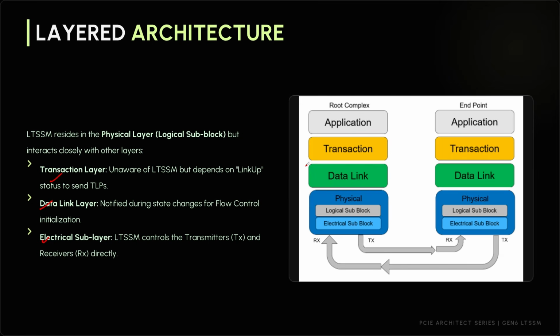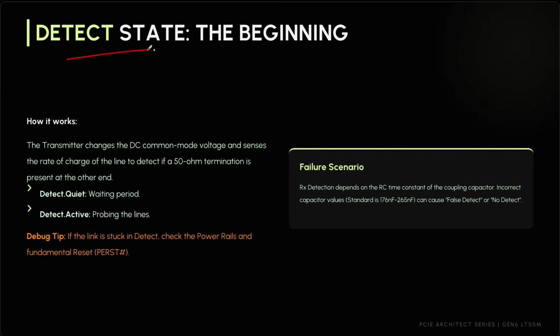Let's begin our journey with the very first state of LTSSM, that is the Detect state. Detect is where everything starts. Here the goal is very simple: find out whether a PCIe device exists on the other side or not. Detect consists of two substates, Detect Quiet and Detect Active. In Detect Quiet, the transmitter waits. In Detect Active, the transmitter sends electrical signals and looks for receiver termination. Essentially, the transmitter checks whether another device is physically connected.